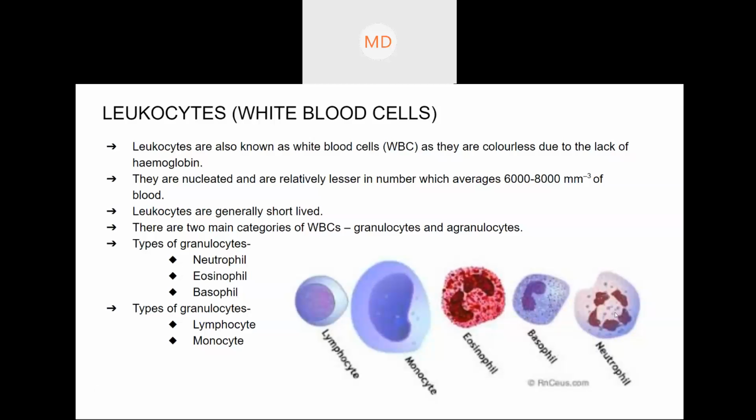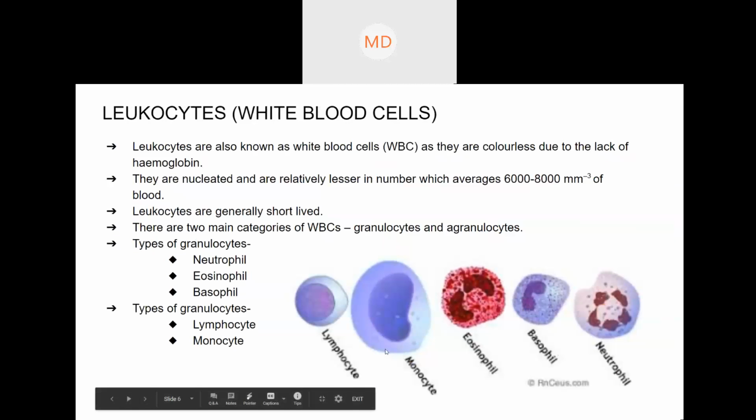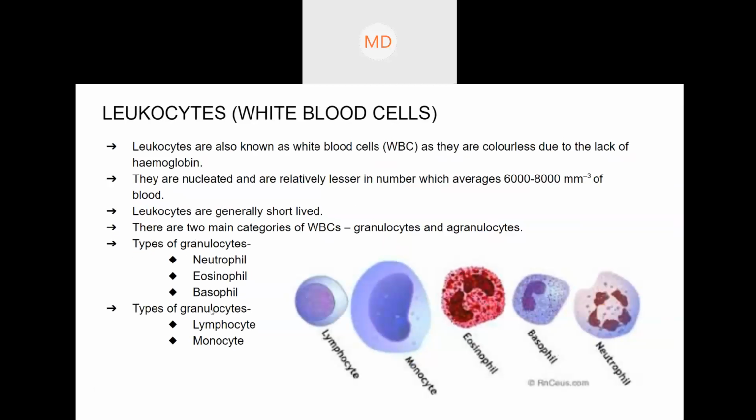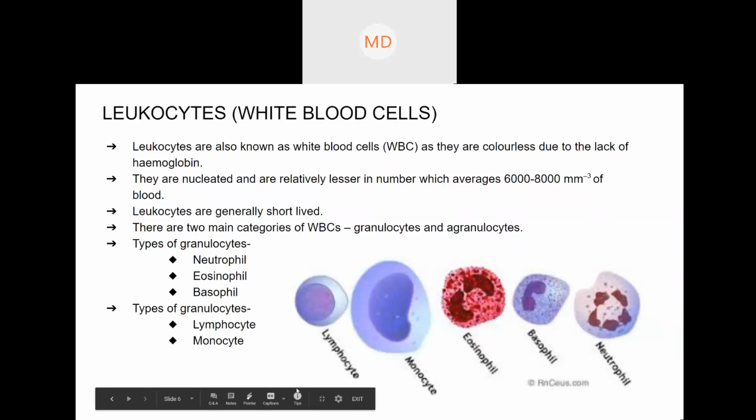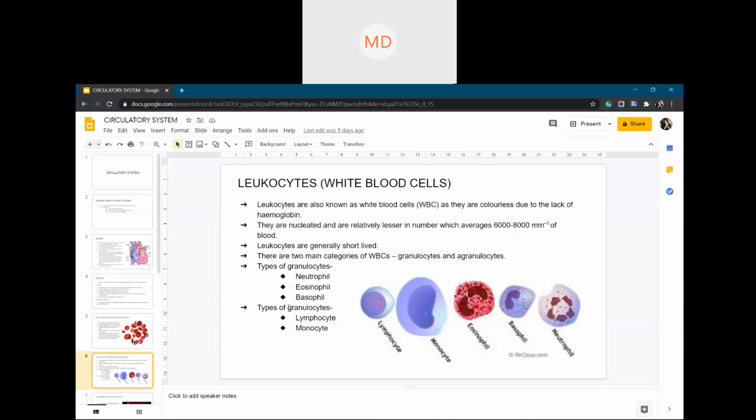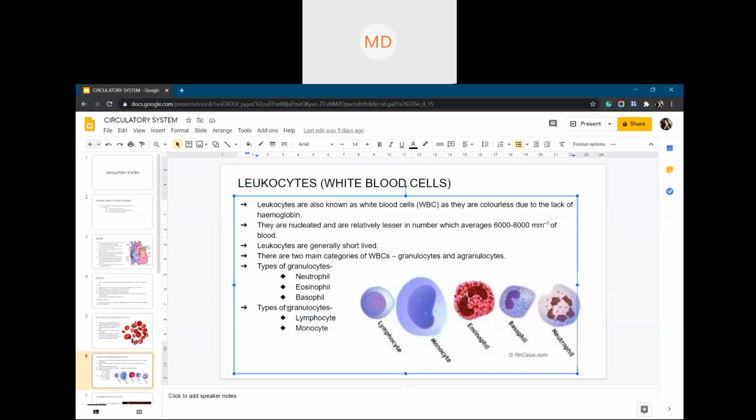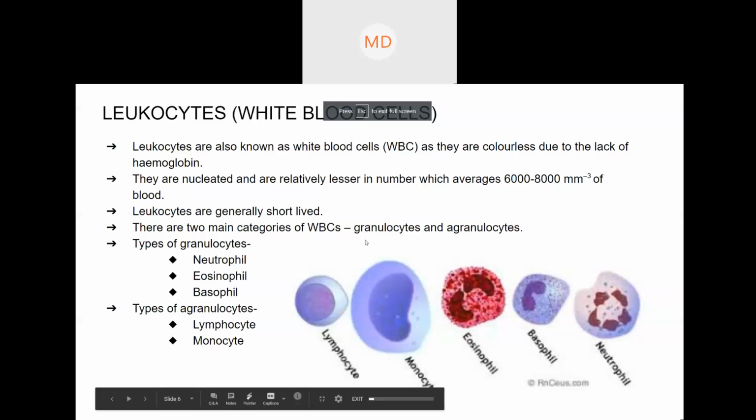Three types of granulocytes. So in the exam, you have to draw this diagram, okay? You have to draw it like this, giving these granules and types. Types of agranulocytes, in which no granules are present, are monocyte and lymphocyte.